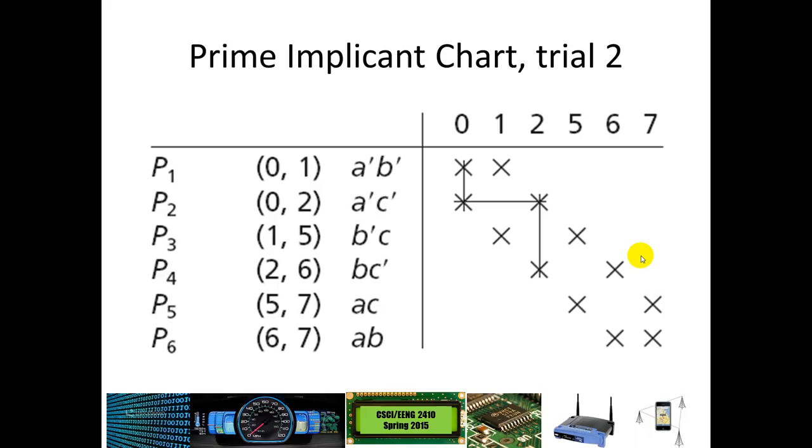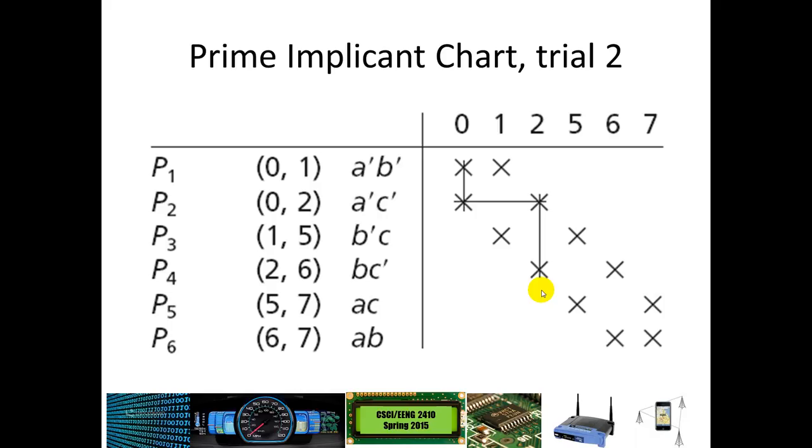We could do this with a second trial. We could go through and pick, starting out with P2 here, which would be A prime, C prime. That would give us coverage for 0 and 2, so we can automatically say, hey, we got 0, we got 2, so we don't need to worry about getting coverage for that. And eventually, you could get on down to full coverage.